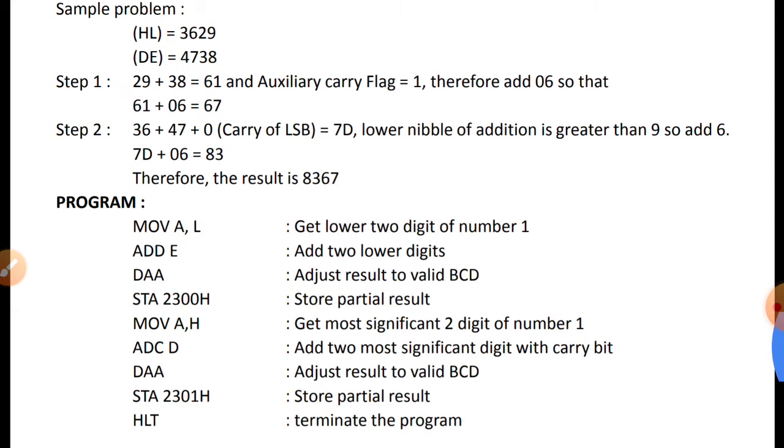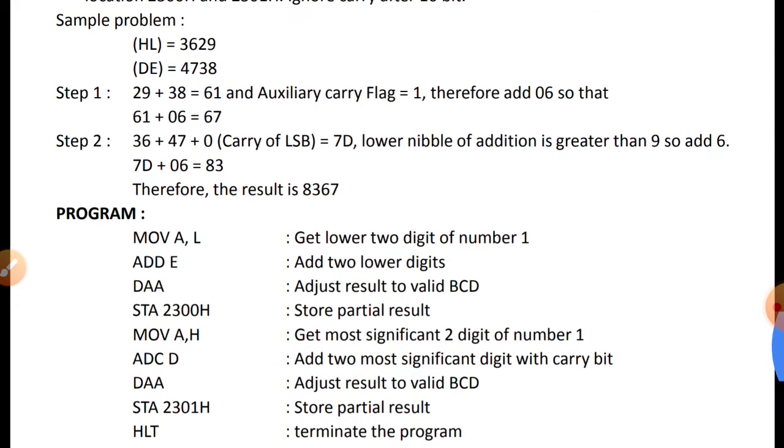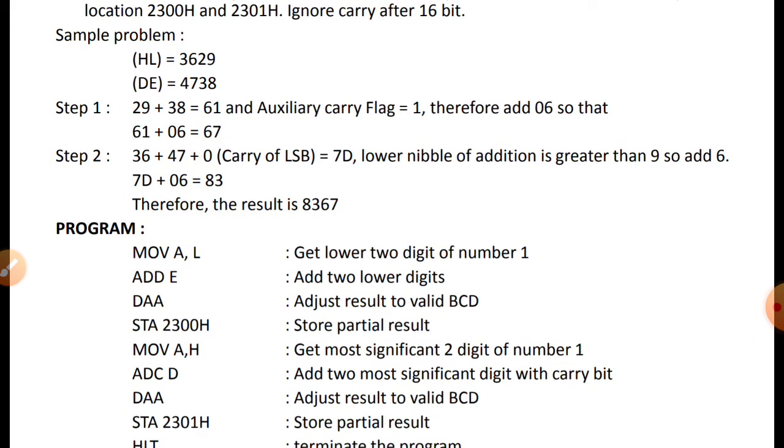Now, after adding the L register content and the E register content, what will we do? We will add the H register content and the D register content. But one thing we have to be very clear about: whenever we are adding the L register content with the E register content, and the sum is more than decimal 9, we are doing another addition, that is, decimal 6. So, it may be possible that due to the LSB addition and the adjustment with the help of the DA instruction, a carry will be generated, and if a carry is generated, it will be adjusted in the more significant bits.